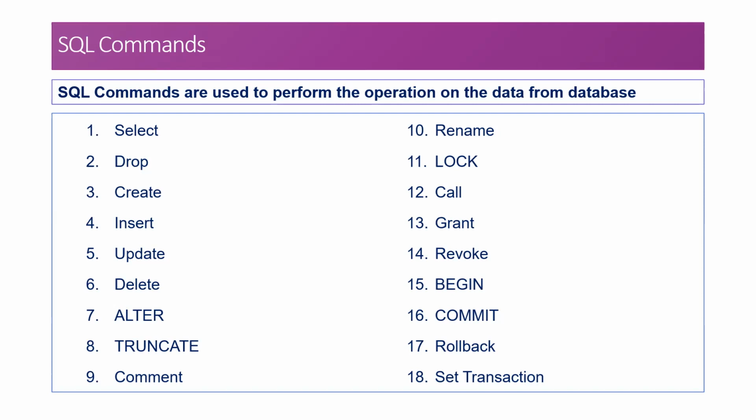Update is the command to update data in a database. Delete is the command used to delete data from a table. Alter is one more command that is used to change database objects like a table or its columns; a column's data type can be changed by using alter. Truncate is one more command to remove all the records from a table.